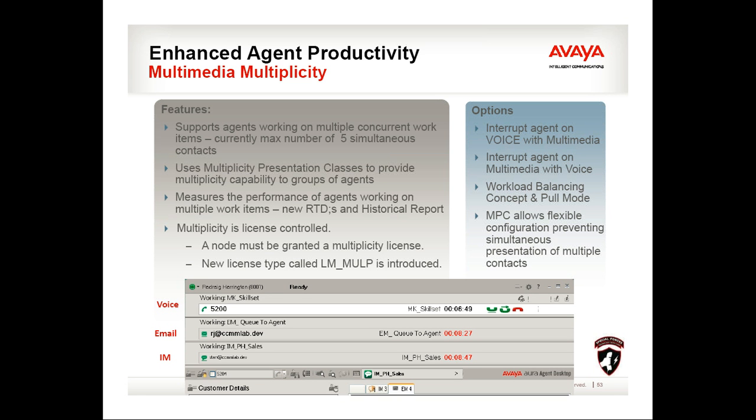Enhancing the agent productivity. I think the biggest thing here to keep in mind is that you can handle 5 simultaneous contacts. So that could be 5 voice calls, that could be 2 voice calls and 3 emails, 1 voice call, 1 email, 1 instant message, 1 Facebook. However many ways you're contacting your customers, your agent can work 5 of them at one time. So again, driving agent efficiency.